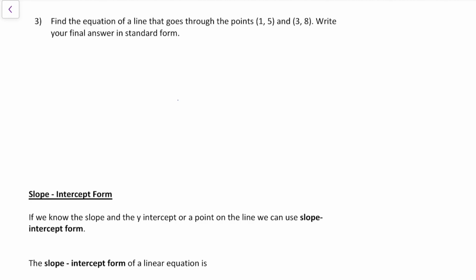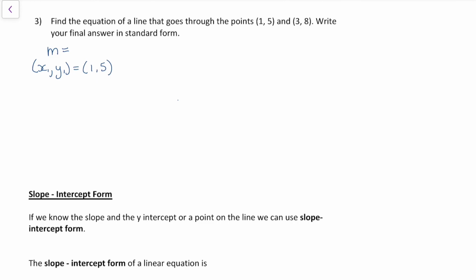Okay, so let's go through. Find the equation of a line. I'm going to write down slope and point. And it goes through the points (1, 5) and (3, 8). So I'm going to write down one of the points. It doesn't matter which one you use. In the end, you'll get the same answer. So I'm going to choose (1, 5), and it wants our final answer in standard form.